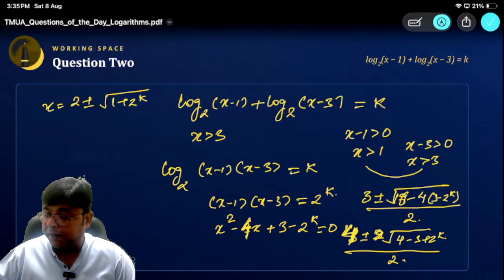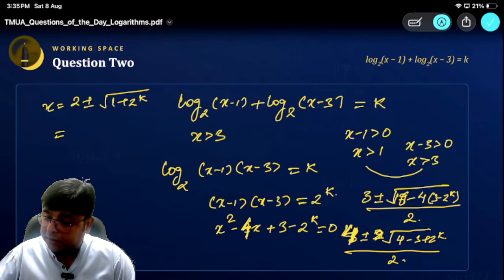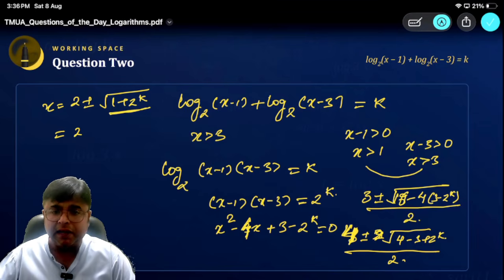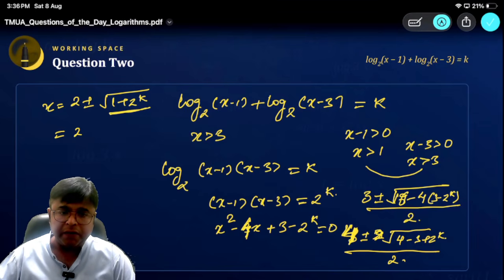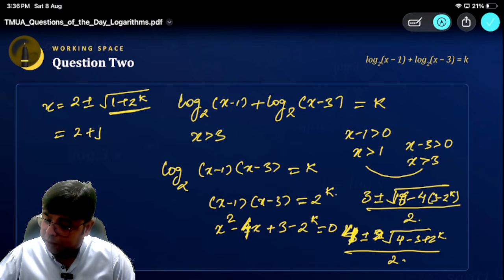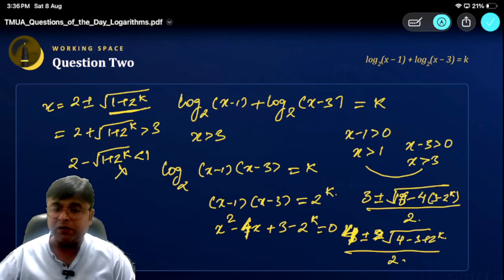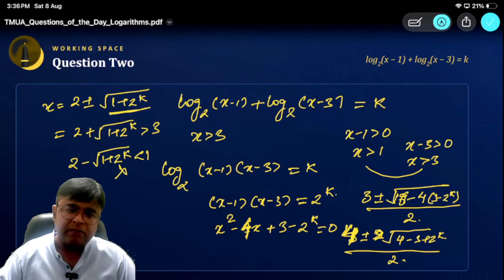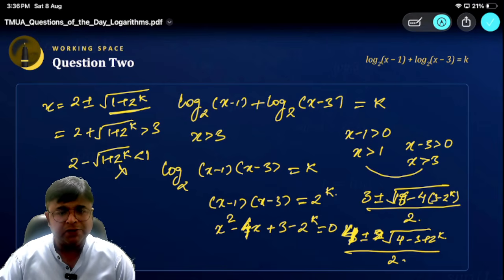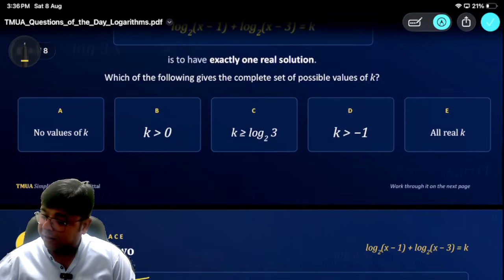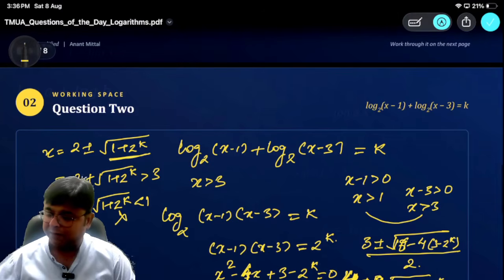Now I know the x value should be greater than 3. If you look at this, the exponential value cannot be negative, so 2 plus root of 1 plus 2 to the power k will be greater than 3 for sure. But 2 minus root of 1 plus 2 to the power k will be less than 1, so this will be discarded. So it has one solution and it will be true for all values of k, because you put any value of k, it will be greater than 3. So the answer will be all real k.